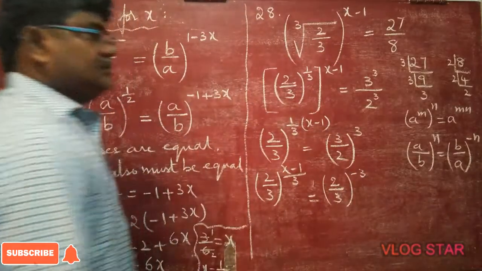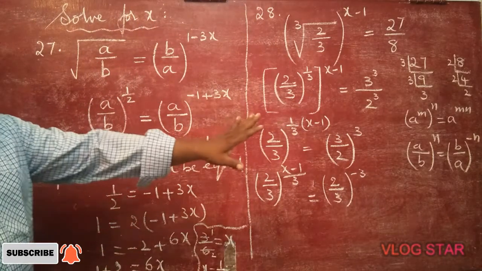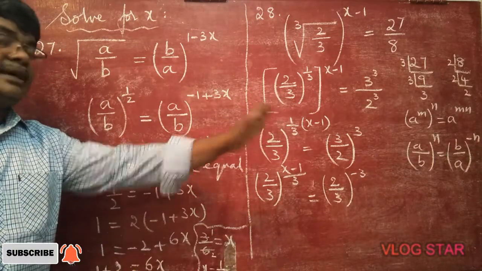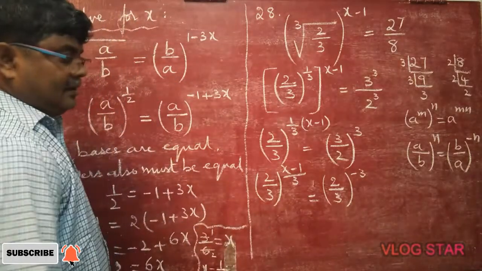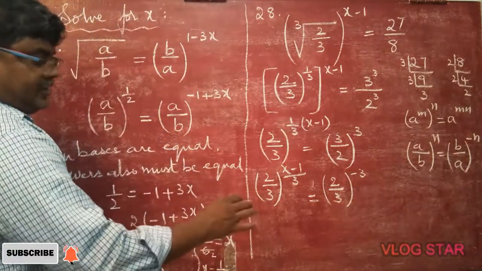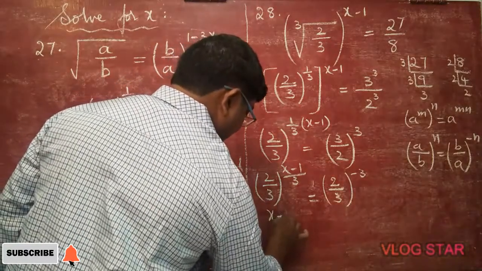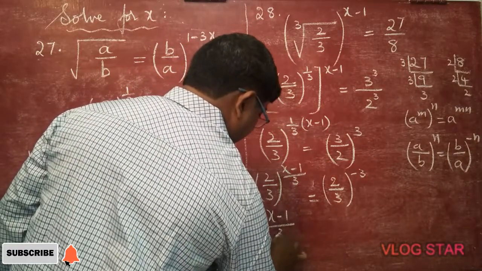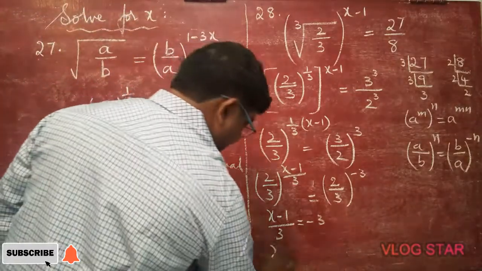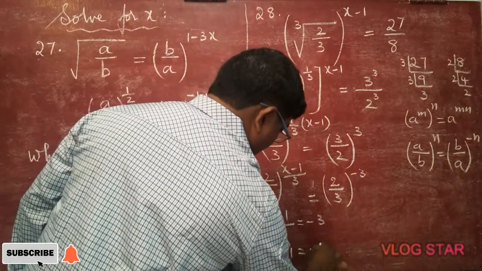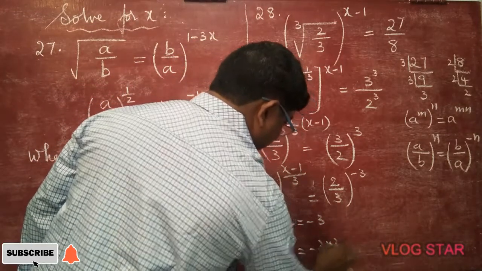Are you able to follow? What formulas you are using here, mention them there, compulsory. Here again, when bases are equal, powers must be equal. Write that word. So (x minus 1) by 3 is equal to minus 3. Now x minus 1 is equal to minus 3 into 3.